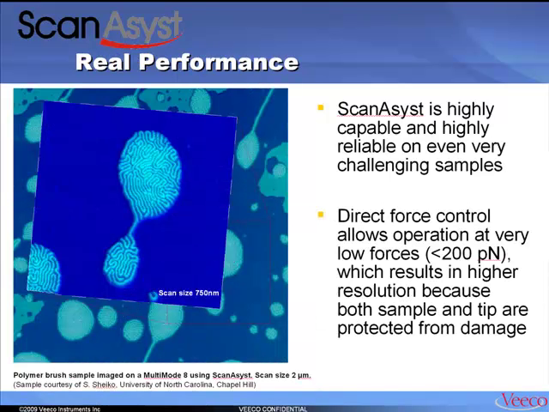To finish up the short slide presentation here, we are looking at an image of molecular brushes. It's a 2 micrometer scan with the inset at about 750 nanometers, clearly showing the molecular chains in that image. That was done at extremely low forces, and again, fully automated. The only thing the user had to do is put in a tip, align the laser, hit engage, and then select the scan size. From that point on, everything was handled automatically by the system.